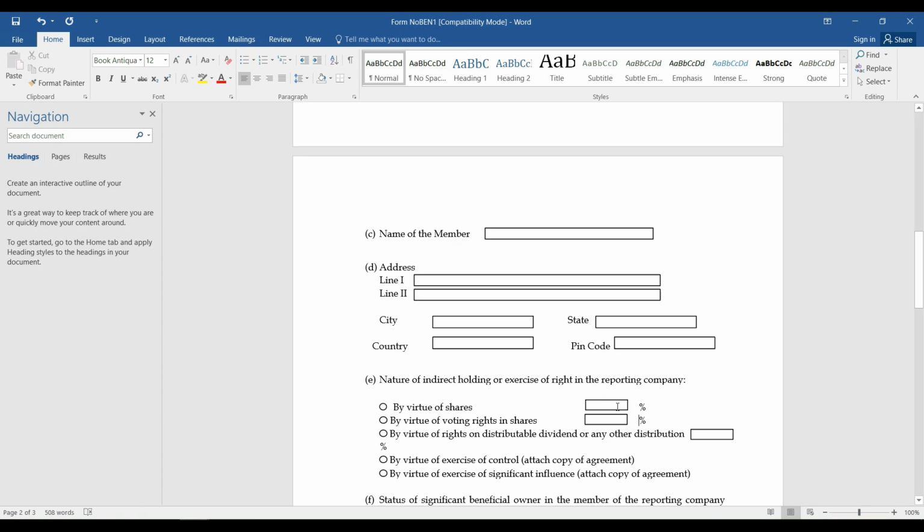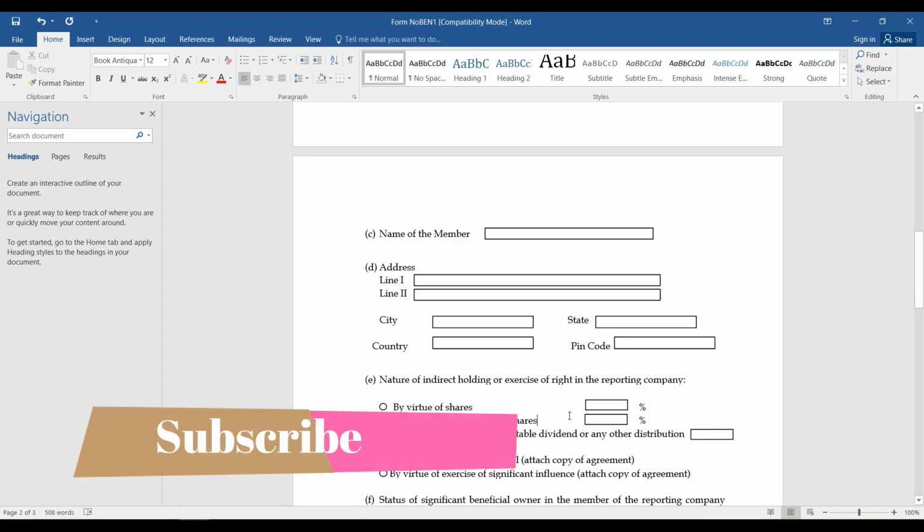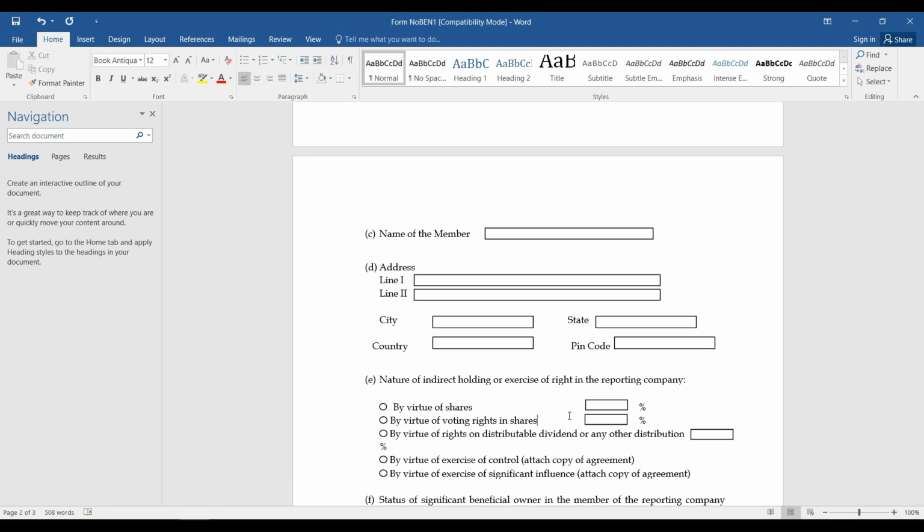Okay, by virtue of the share here only means the equity shares. And if we talk about by virtue of the voting rights in the share, here it can be an equity share or it can be a preference share, when after 2 years, everybody knows that if a dividend was not paid in 2 years, then they will have the voting rights.